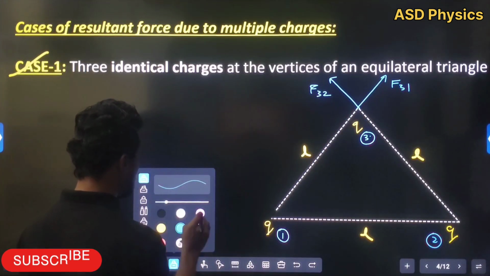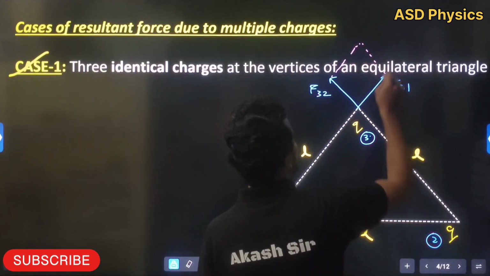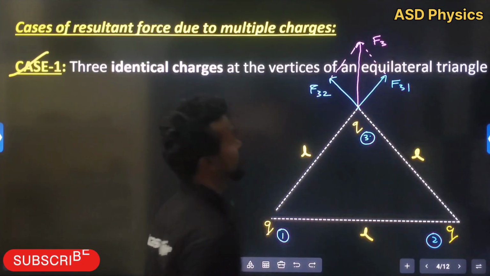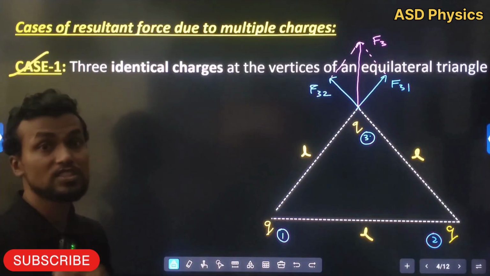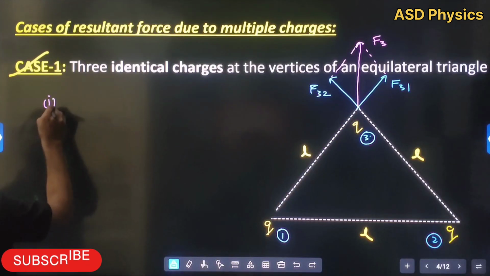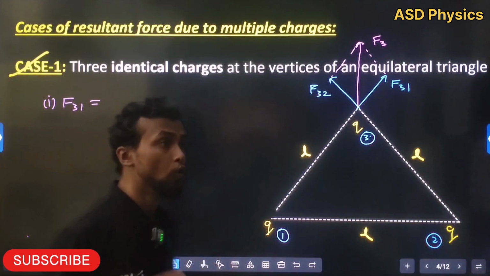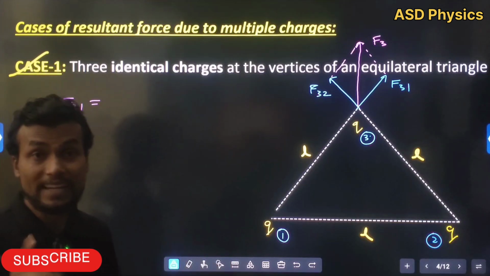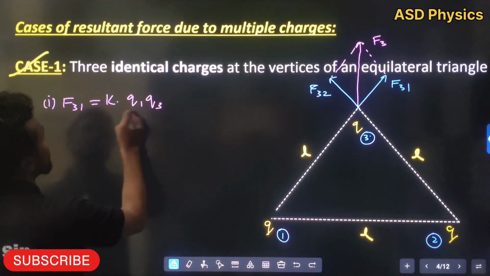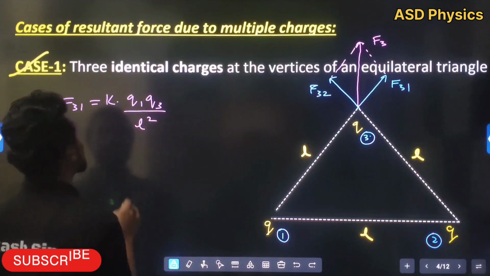Now the resultant of this. For that we have to draw a rough parallelogram, and the resultant will be given like this. So this is the resultant on 3. Now let me write the values. What is the value of F31? Students, what is the formula of the force from Coulomb's law? 1 by 4 pi epsilon naught, that I will take as K. So K, Q1, Q3, and the distance is L. So K Q1 Q3 by L square.